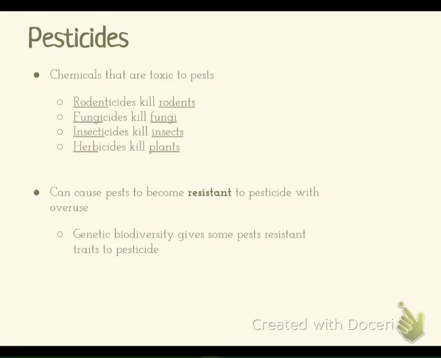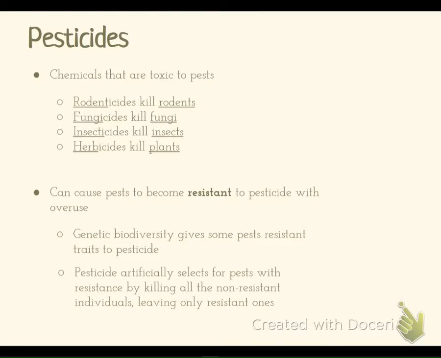Why? Because there's genetic biodiversity. Some of the pests are very, very susceptible to it. Some of them are macho. That doesn't bother me. And therefore, they're resistant to the pesticide. So, the pesticide artificially selects for the strong ones, and therefore they start getting stronger and stronger and stronger, more and more resistant. This is called the treadmill effect.